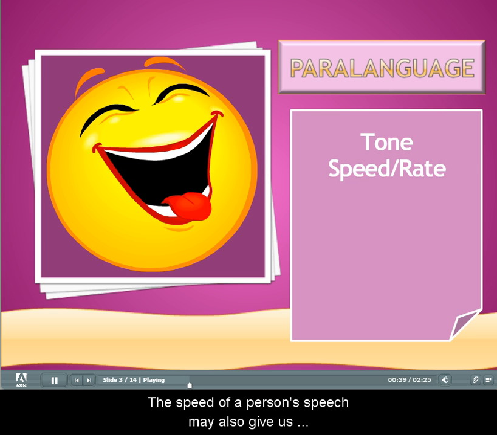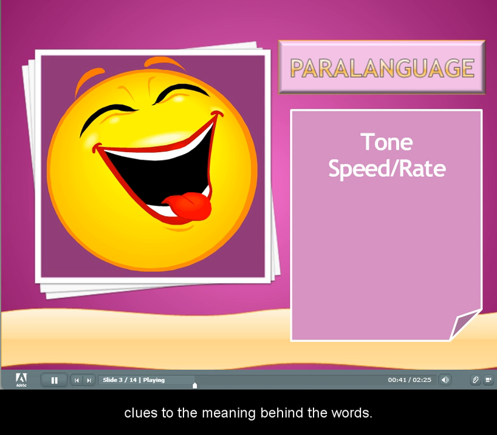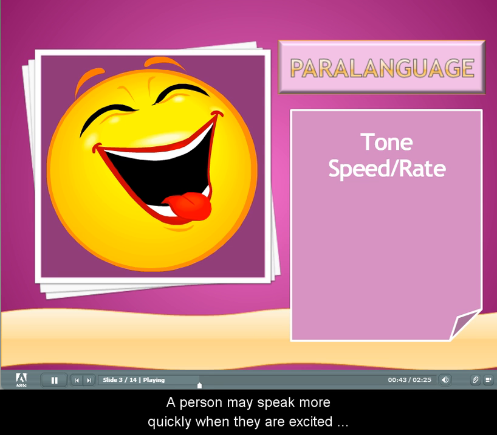The speed of a person's speech may also give us clues to the meaning behind the words. A person may speak more quickly when they're excited or angry, or more slowly if they are sad or trying to concentrate. Be careful when assigning meaning to the speed of a speaker, because personality, culture, health, situation, or even language can also influence the rate of speech.